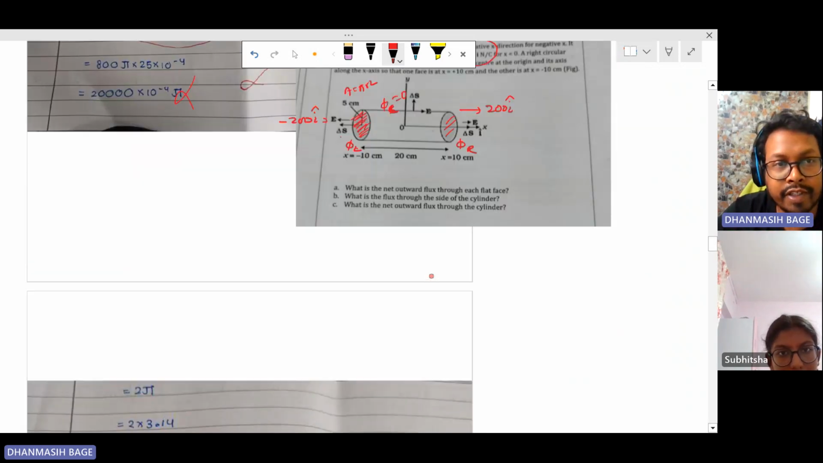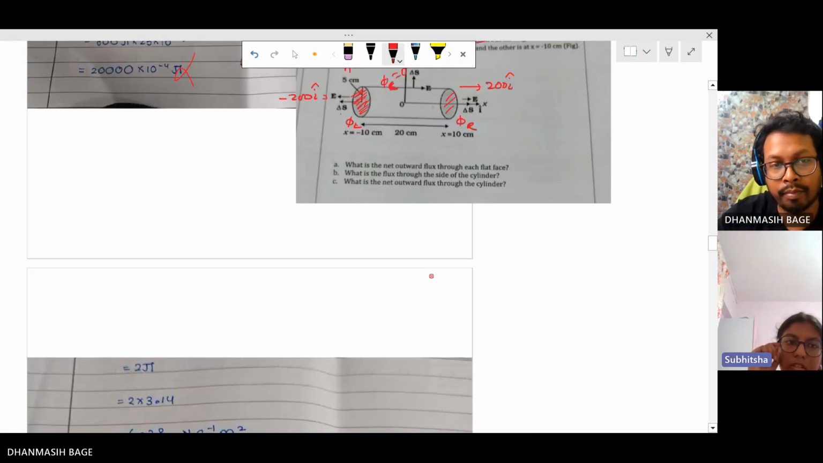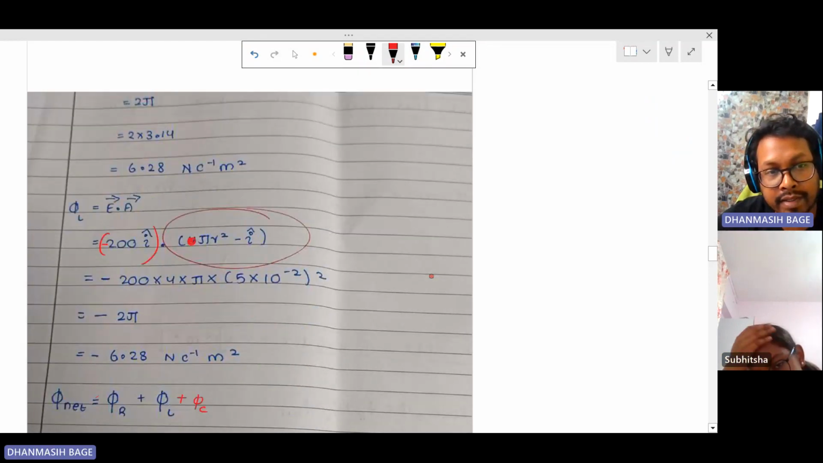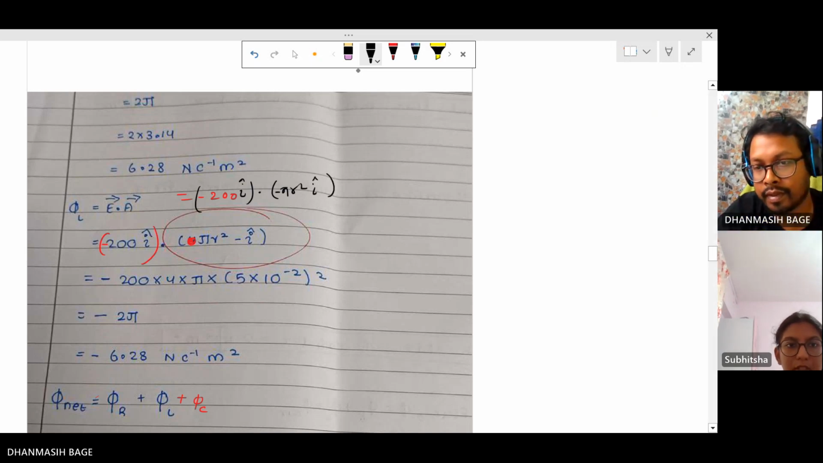So that is the thing. In the first case, you were supposed to take I cap. This thing is correct. But in this case, it is minus here and minus here. So you were supposed to take minus 200 I cap times pi r square minus I cap. So that is one thing.